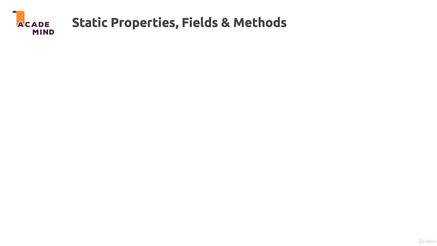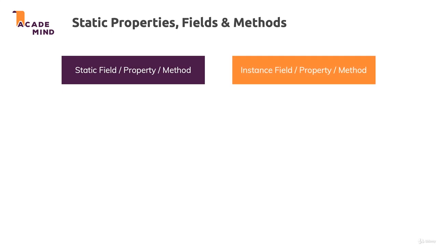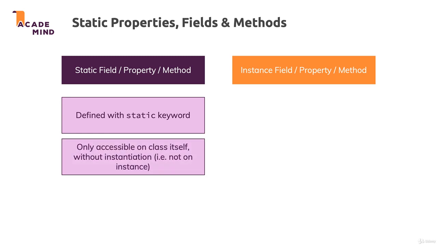When you work with classes in JavaScript, you have these properties and methods and fields, which you already learned about, which are all instance properties thus far. Well, turns out you also have something called static properties and methods. Now let's have a look at what the difference between static properties and fields and methods and instance fields, properties and methods is. Static properties and methods are defined with the static keyword in front of them. The difference to the instance properties is that the static properties and methods are only accessible on the class itself.